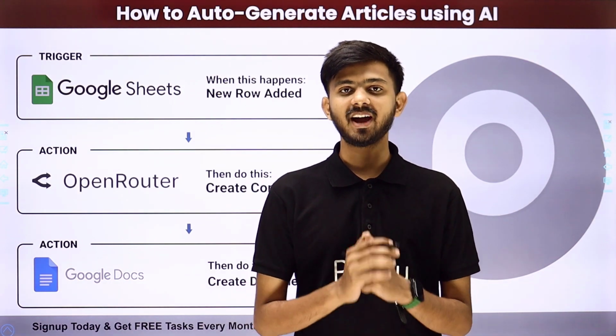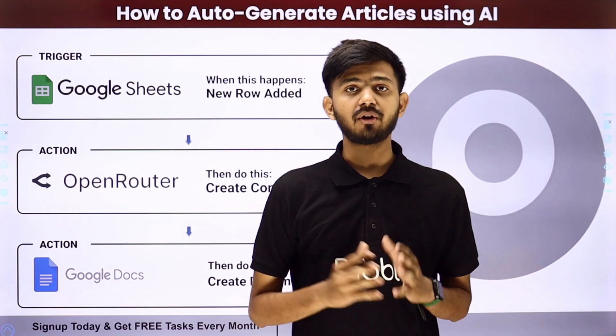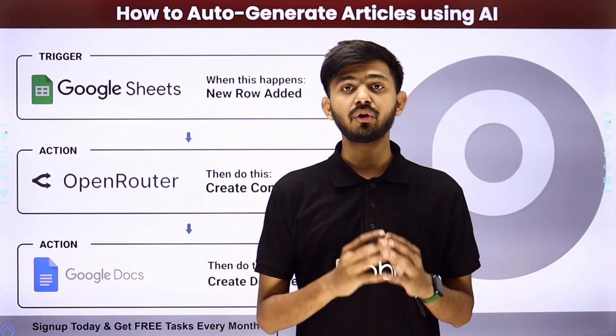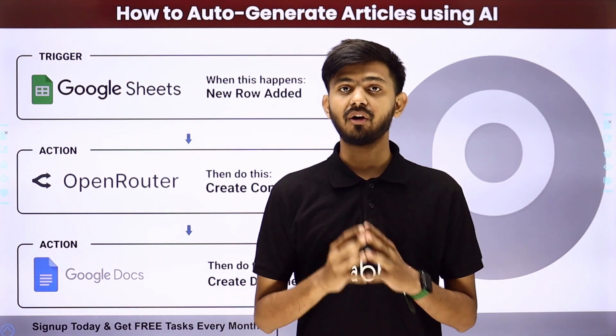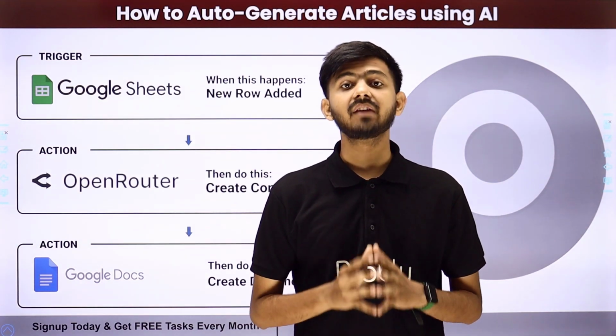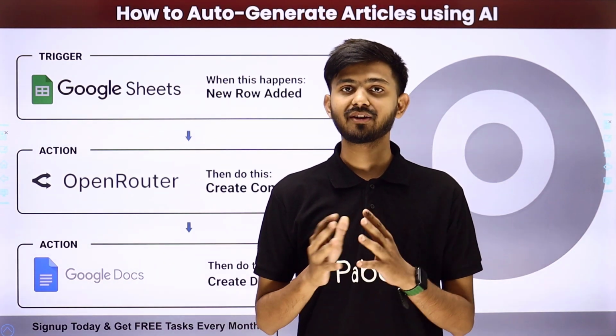Hello everyone, today our topic is how to auto-generate articles using AI. So today our objective is that whenever we add new article topics in our Google Sheet, we want to auto-generate new articles on that topic using AI, and we are going to use OpenRouter. And we also want to update this document in our Google Docs.